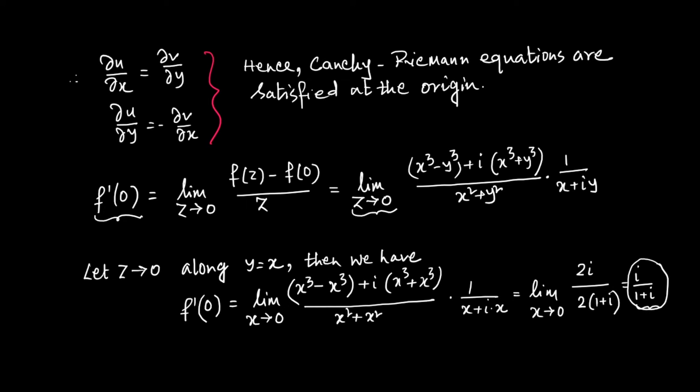So when z tends to 0 along y equal to x, then f prime 0 is equal to i divided by 1 plus i. Now, let me tell you here, in the line above, limit z tends to 0, this z tends to 0 means x plus iy tends to 0. That means the ordered pair (x, y) approaches (0, 0). So you can understand here that along y equal to x, y tends to 0 means x tends to 0. So writing z tends to 0 is the same as writing x tends to 0. So that means along y equal to x, f prime 0 is equal to i divided by 1 plus i.